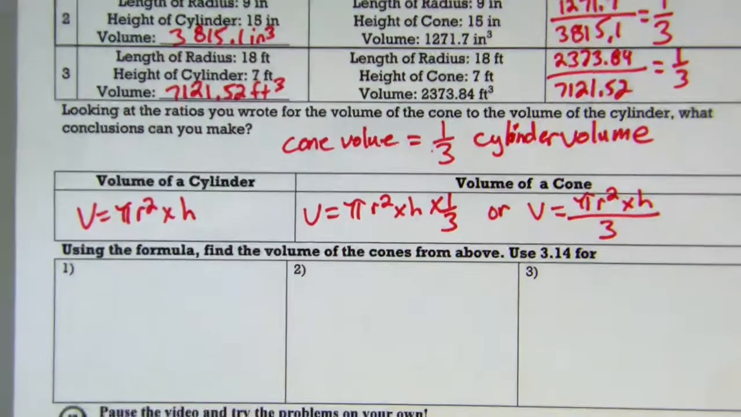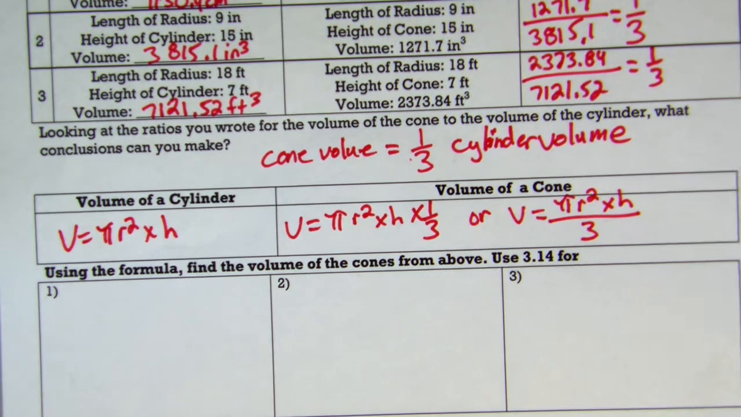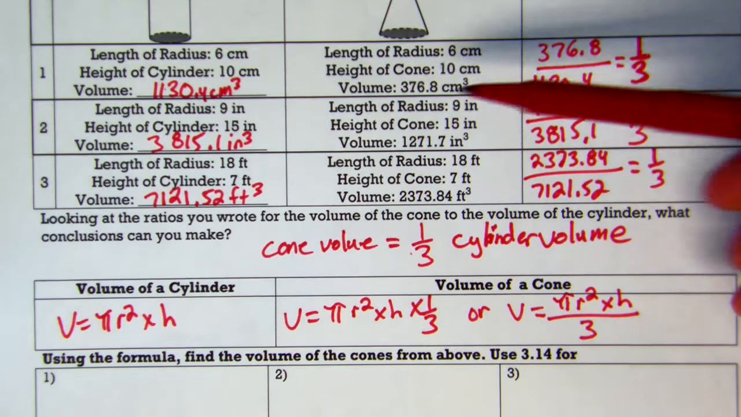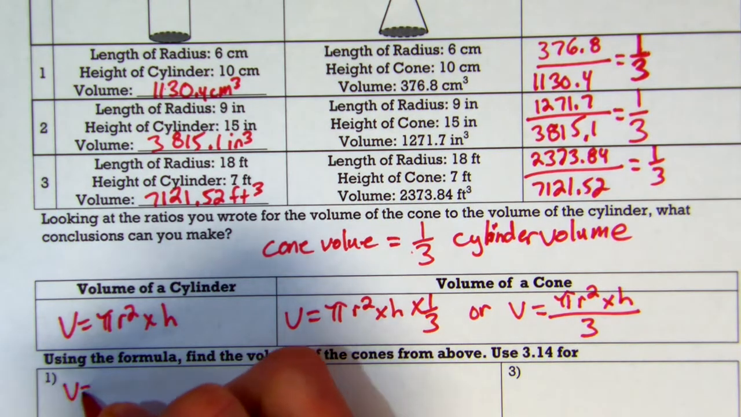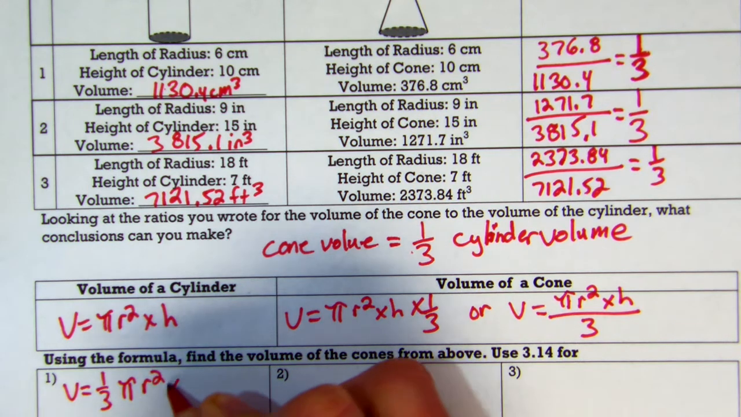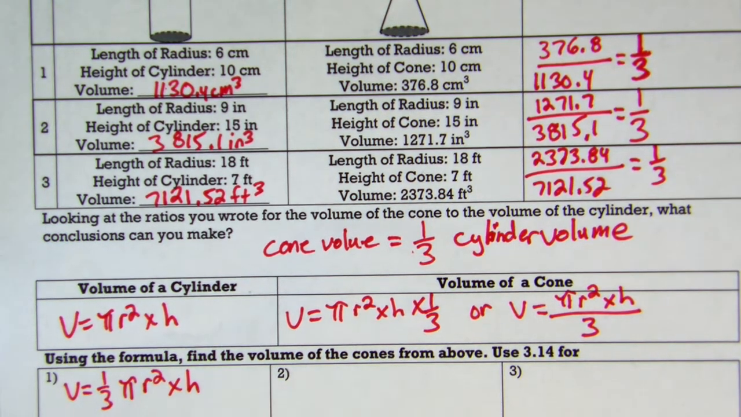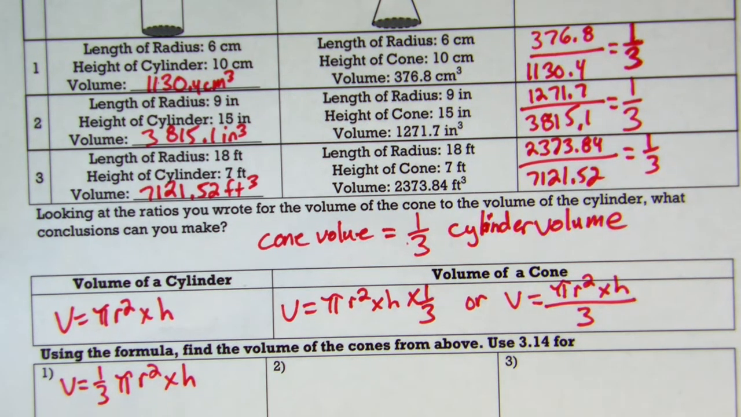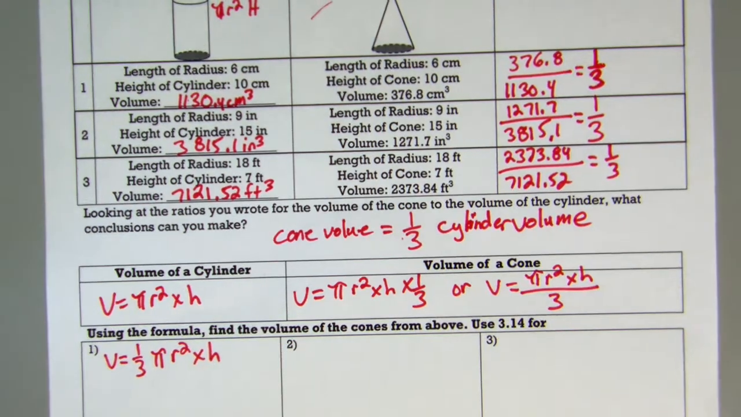So the next part says, using the formula, we're going to find the volume of the cones from above. We're going to use 3.14. So we're just going to check to see that our answers up here actually worked. And so we're going to rewrite our equation every time. So we have volume equals 1/3 times pi r squared times our height. Again, because you're multiplying everything together, it doesn't matter what order you do it in. And it looks like we have a radius of 6 and a height of 10.